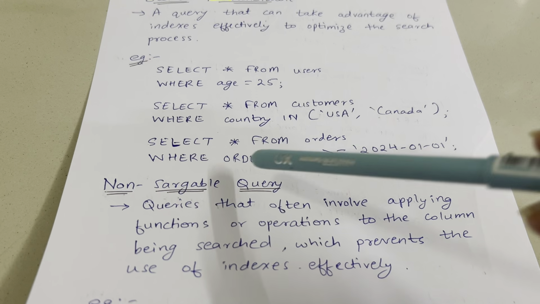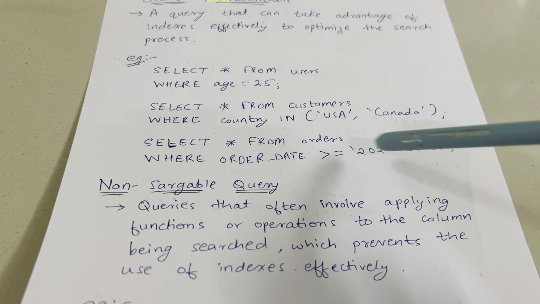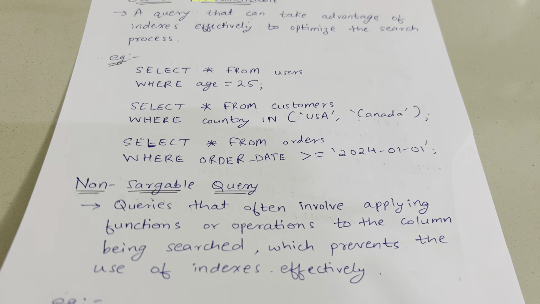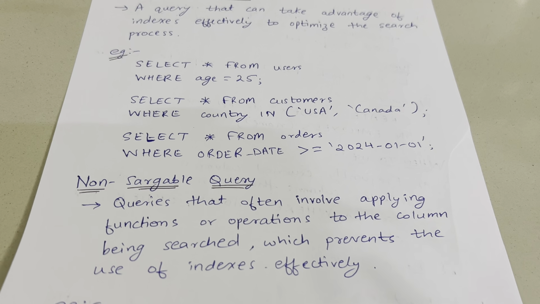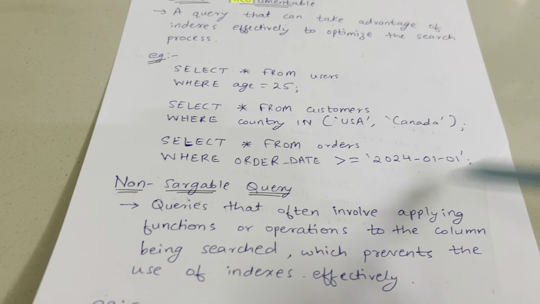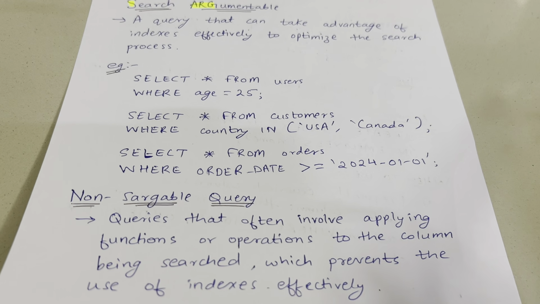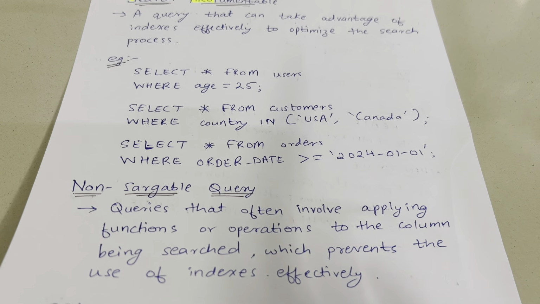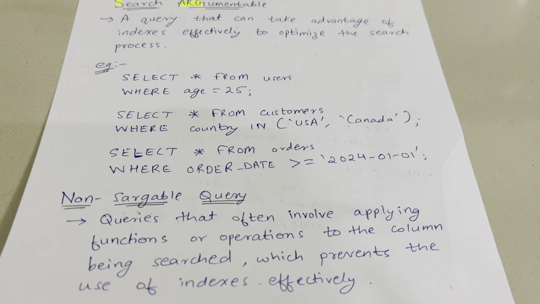Third query is SELECT * FROM orders WHERE order_date >= '2024-01-01'. So again, we are not using any function. We are not using any calculation in the WHERE clause. So this is a simple query, and hence an index can be used over here. We can optimize the search process.